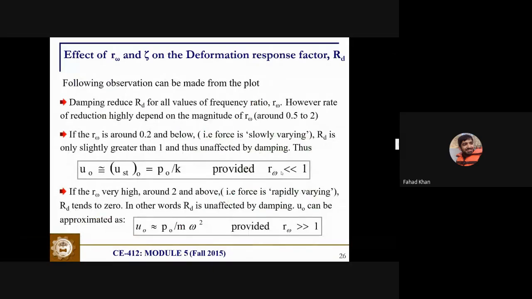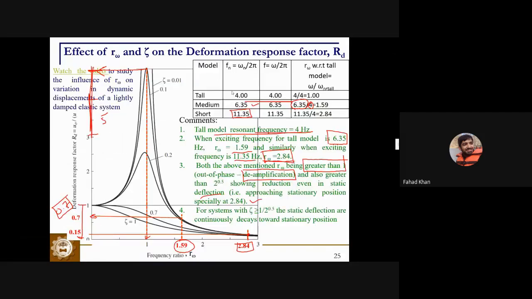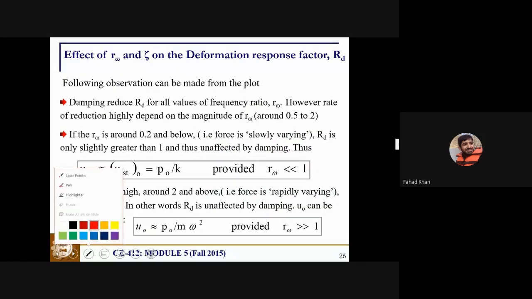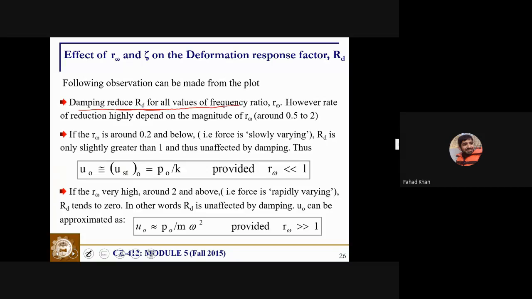Now, the following observations can be made from the plot. Okay, let's talk about our findings now. Damping reduces RD for all values of frequency ratio, or omega. However, the rate of reduction highly depends on the magnitude of R omega, around 0.5 to 2.